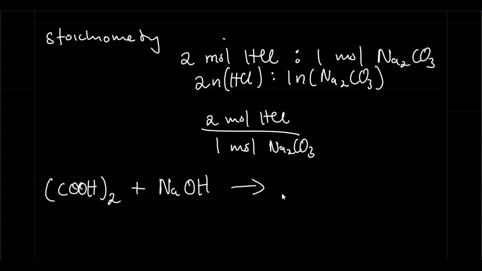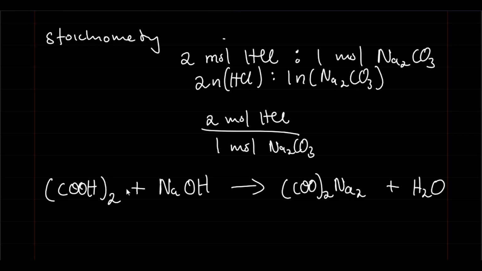We're going to get sodium oxalate, which is something like this: COO, 2, and Na2, plus water. Now you will notice that this equation is not balanced.